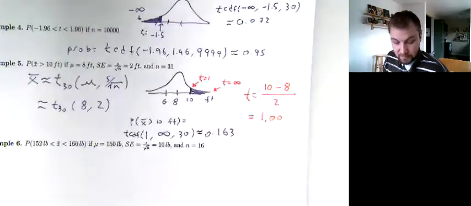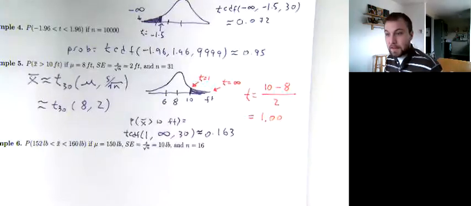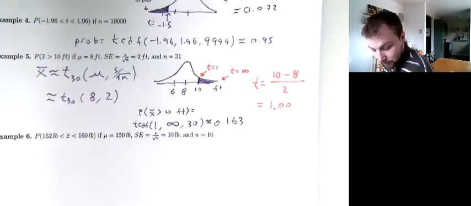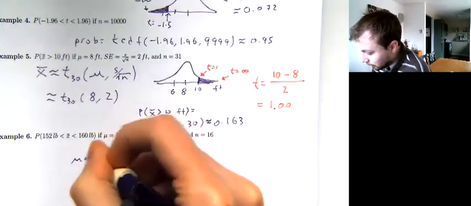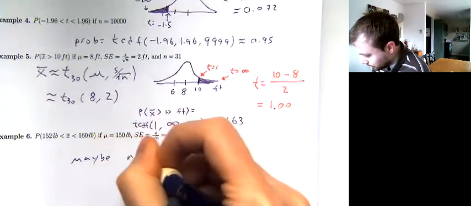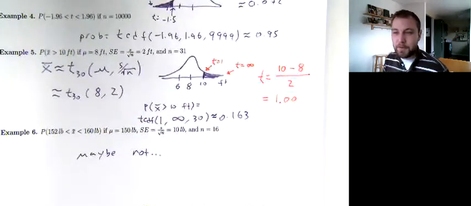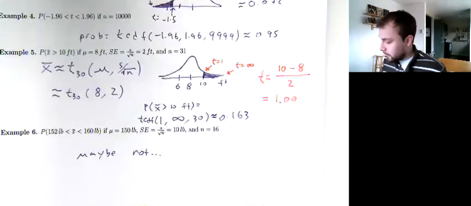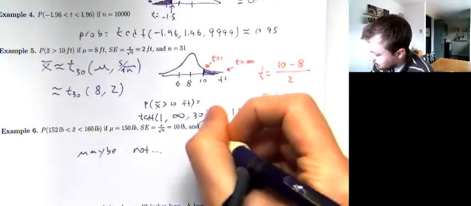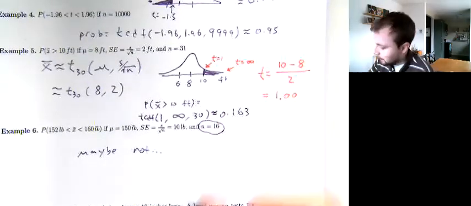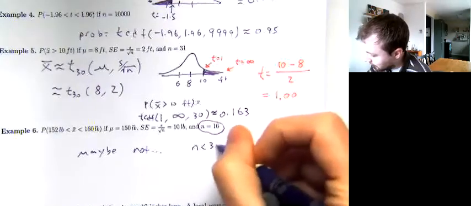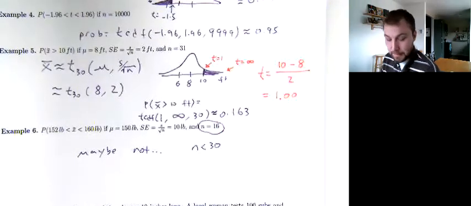So example 6, it's not a bad idea to try to do example 6 out on your own, but I just want to make a quick note. Maybe we shouldn't do this problem. Can you identify why we probably shouldn't do this problem with the information that we're given? I think the biggest issue for me is the 16. So if my n is less than 30, I have a problem there.